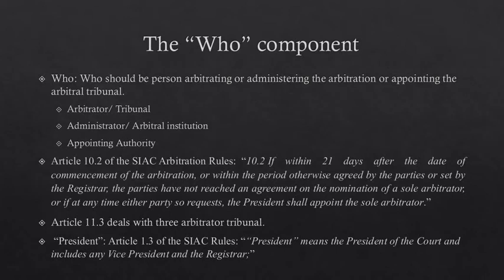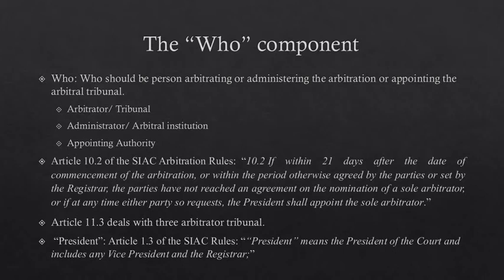Therefore, by merely choosing an arbitral institution, the issue relating to appointment of arbitrators would be taken care of through such designation. This is the reason why Article 10.2 of the SIAC arbitration rules provides if within 21 days after the date of commencement of the arbitration or within the period agreed otherwise by the parties or set by the registrar, the parties have not reached an agreement on the nomination of sole arbitrator, or if at any time either party so requests, the president shall appoint the sole arbitrator. This is important. The phrase, the president shall appoint the sole arbitrator.